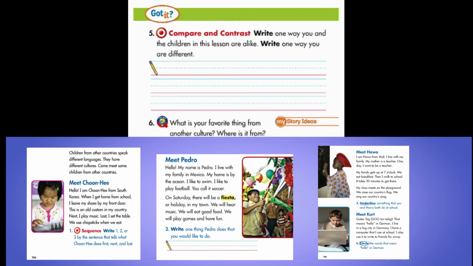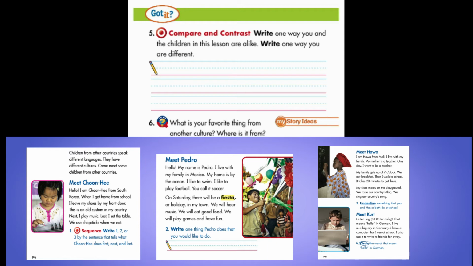Our schools look different though. Hawa goes to a playground and learns. Kurt uses a computer at school. Right now we're using computers at home to learn. So that's one way we are the same. We all go to school.